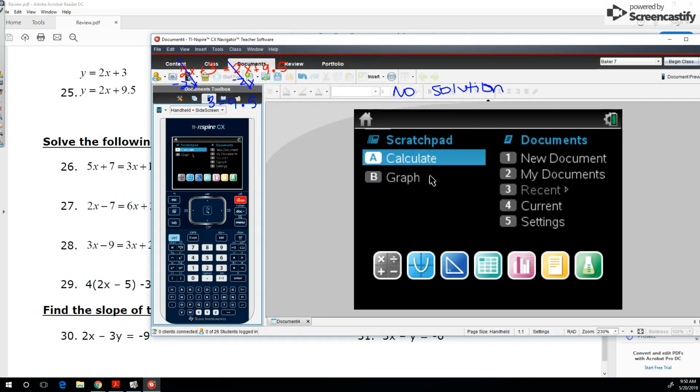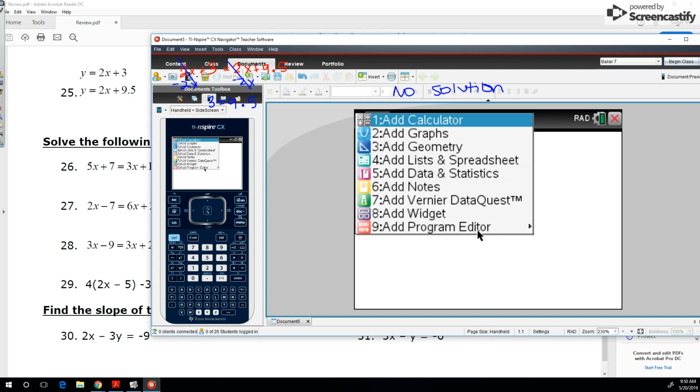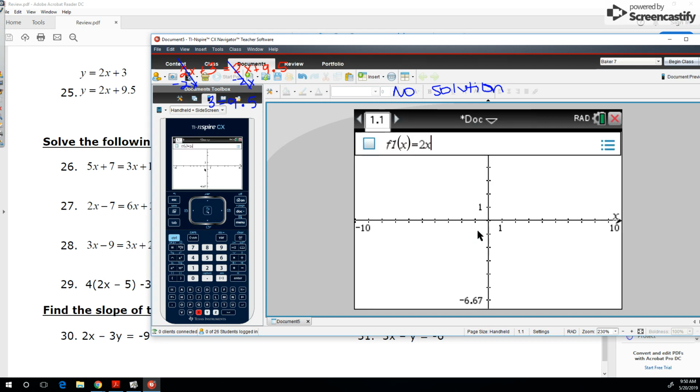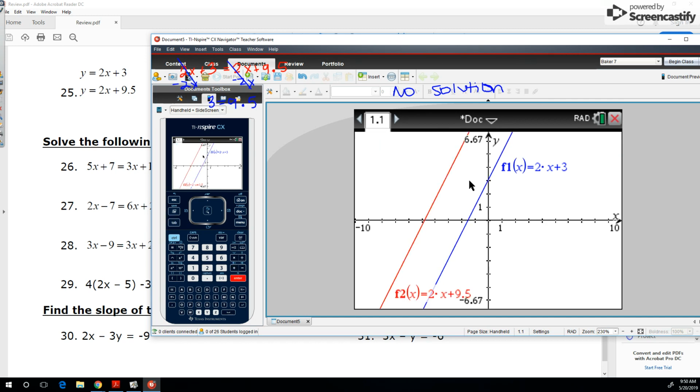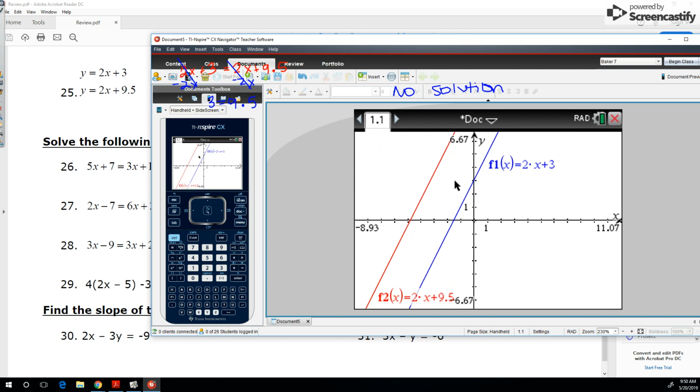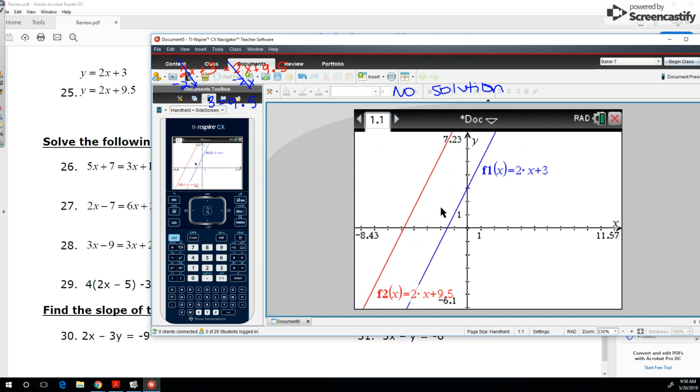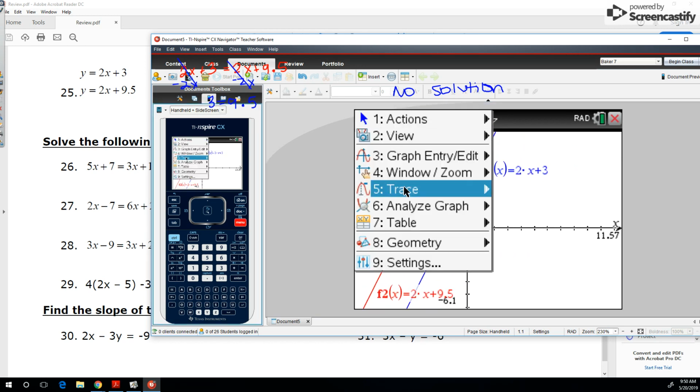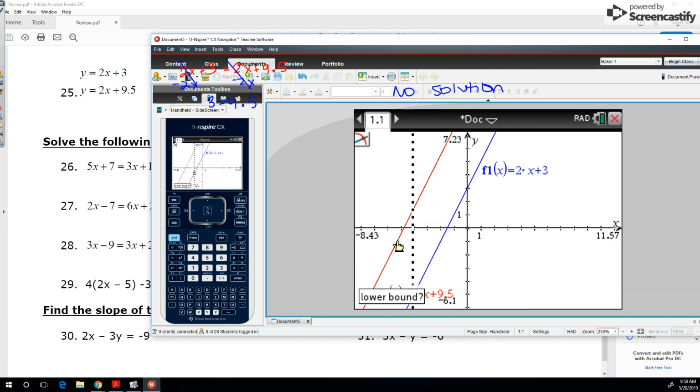Let's check it out. 2x plus 3. 2x plus 9.5. We see it, but the 9.5 is way up there. Yep, parallel. We can even see if we go to analyze an intersection and we go left and right, it's going to be like, what? No intersection found.